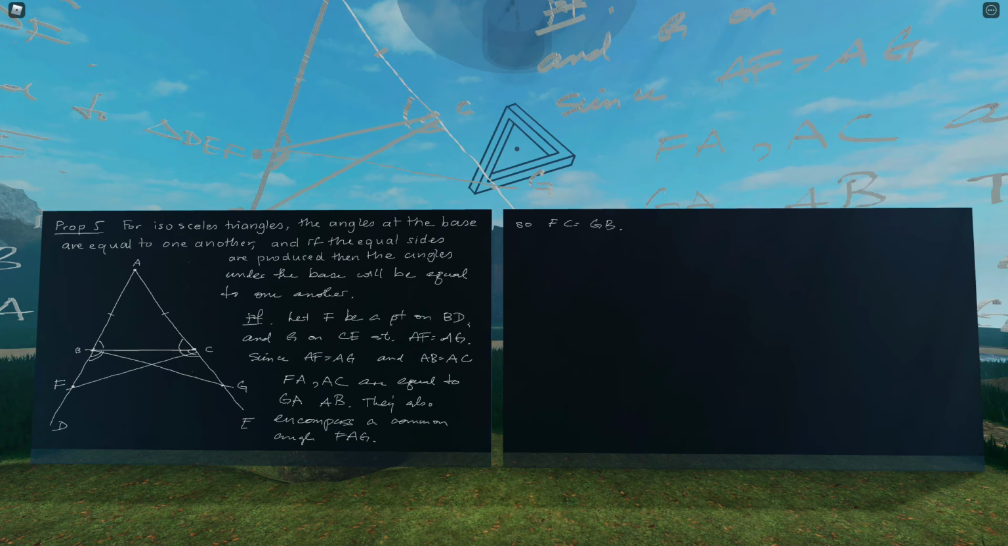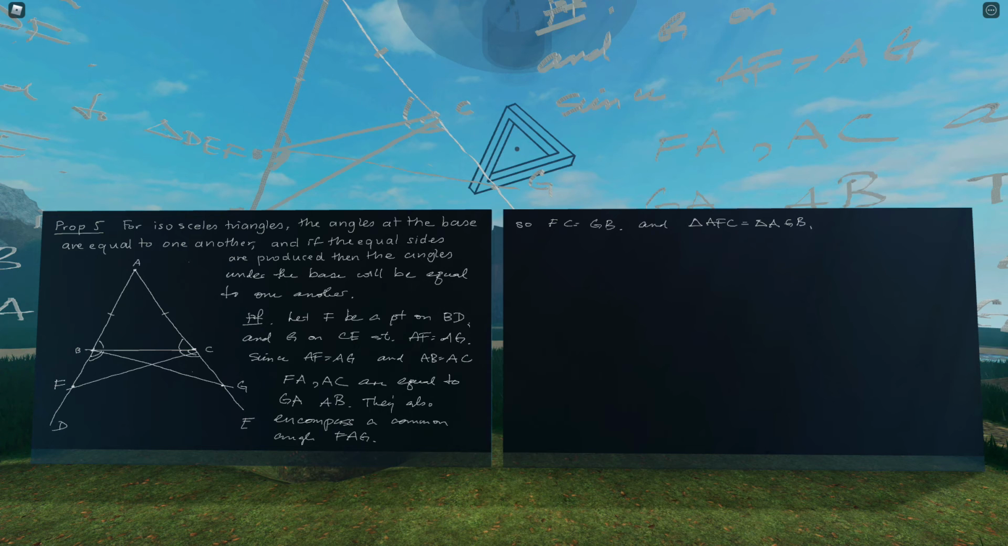So FC is the line that we drew from F to C, right? That's underneath the triangle, and GB is the other line, right, from the other side. And so these are also equal. And the triangle AFC is then equal to the triangle AGB, right?